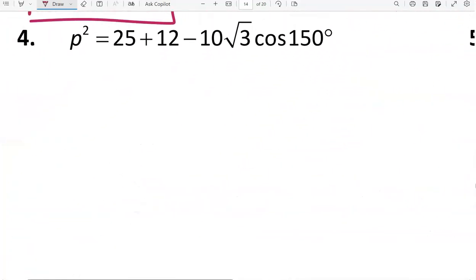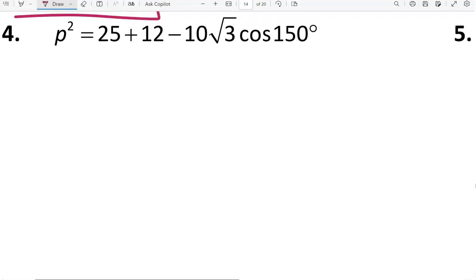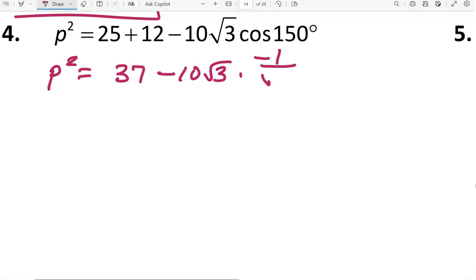All right, now let's take a look at one that involves the law of cosines, which has already been set up for us. P squared is equal to 25 plus 12 minus 10 root 3 times cosine of 150. So P squared is equal to, let's simplify some terms here, 37 minus 10 times the square root of 3 times the cosine of 150 degrees. And the cosine of 150 degrees is a negative number, negative square root of 3 divided by 2. Remember, cosine is negative for obtuse angles.